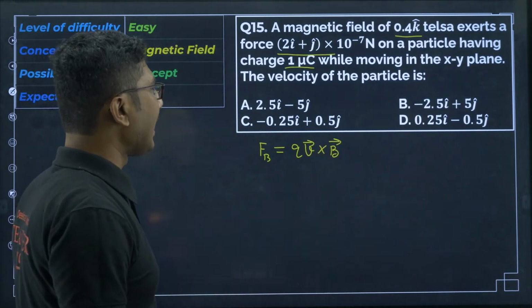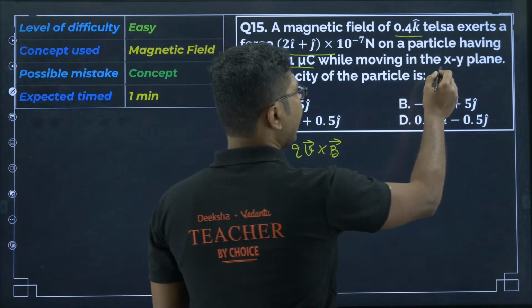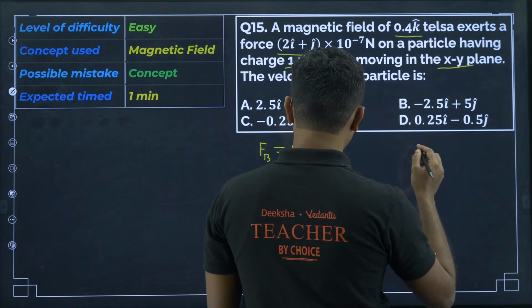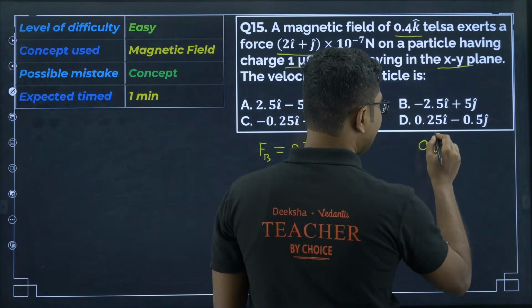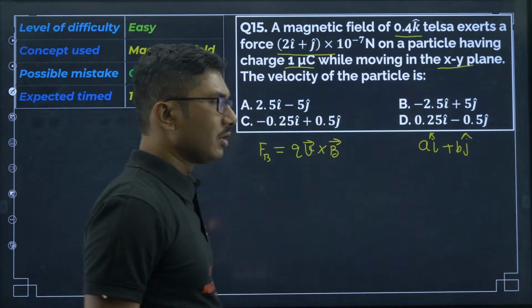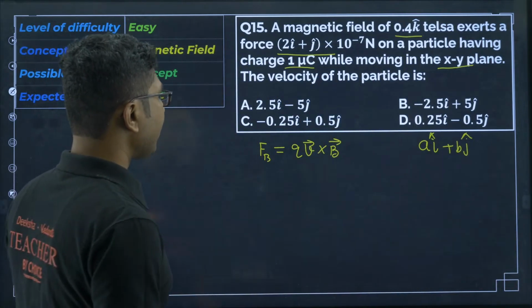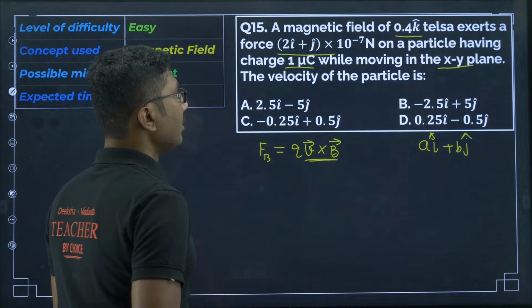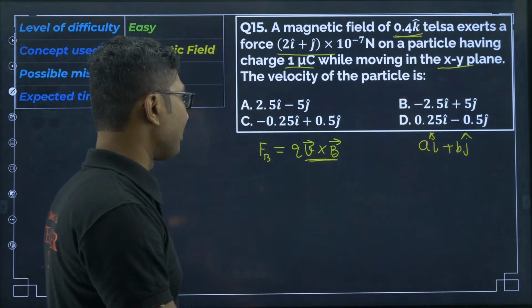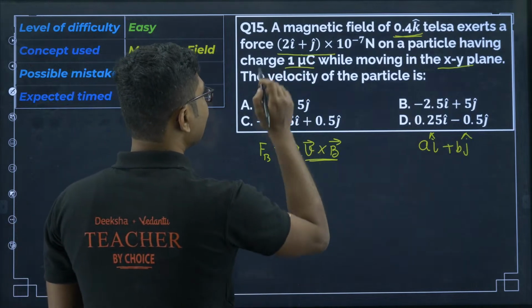Assume that it is moving in the xy plane. Moving in the xy plane means we can assume that the velocity is A i cap plus B j cap. You have to assume that, otherwise you cannot solve it because there is a cross product involved. And magnetic field is given as 0.4 k cap. So what is the force?